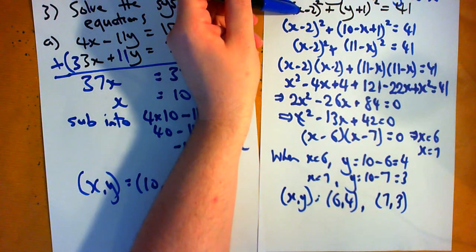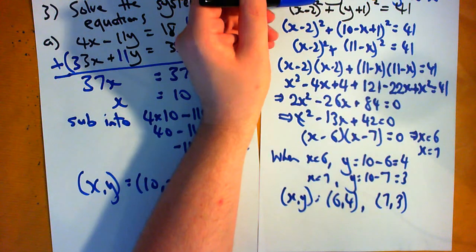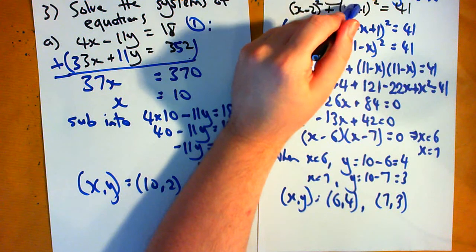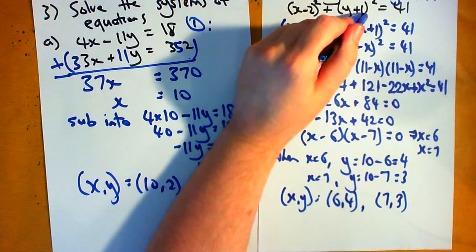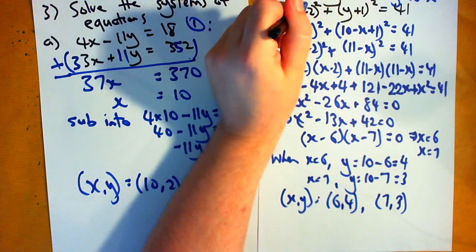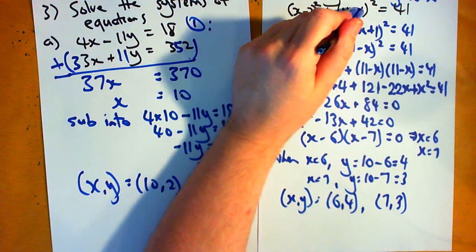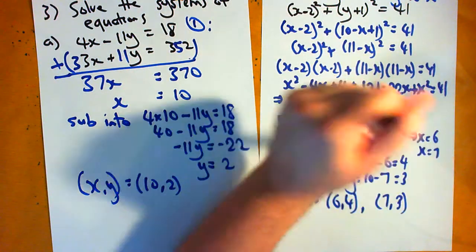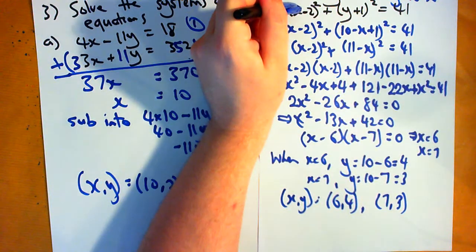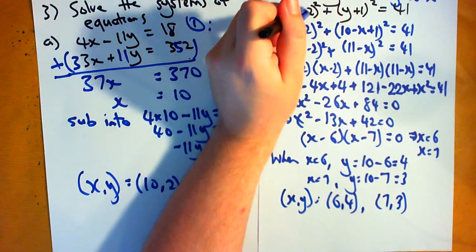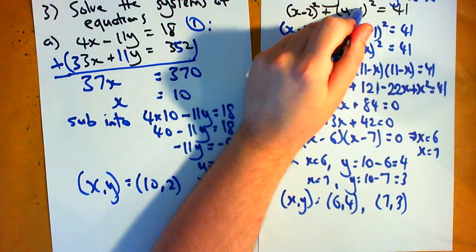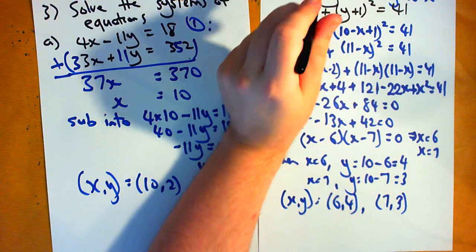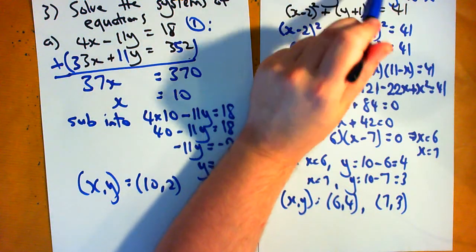So if x is 6, then we've got 6 minus 2 squared, which is 4 squared, and y plus 1 is going to be 4 plus 1 is 5, that's squared, which is 25. So 4 squared is 16 plus 25, that is 41. Now what about the other pair? If x is 7, then we've got 7 minus 2, which is 5, square that we get 25. y plus 1 is 3 plus 1 is 4, square that we get 16. So this is 25 plus 16, which is 41.